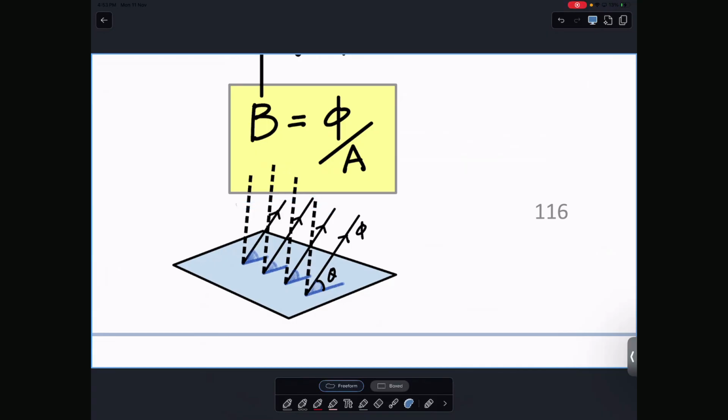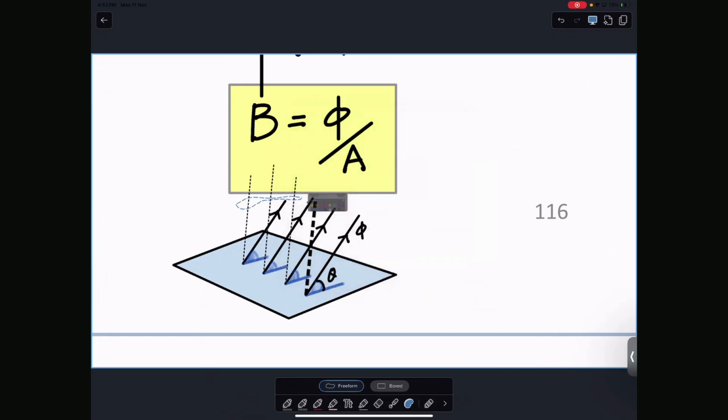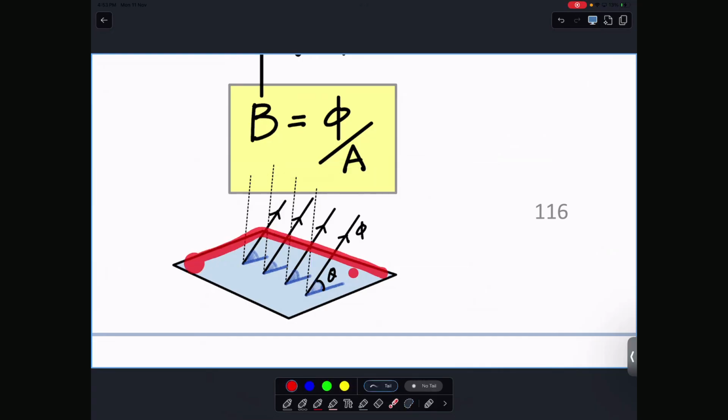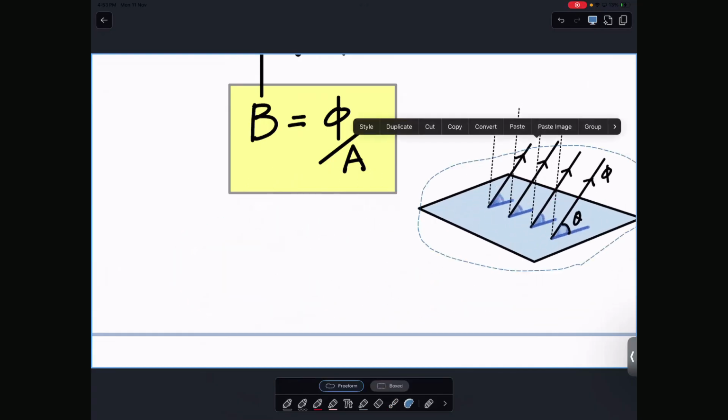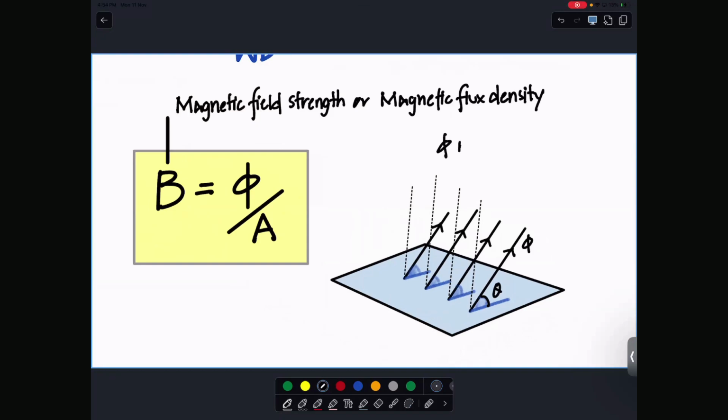They'll give you questions where it's at an angle. You just have to find the perpendicular component before you can apply the formula. This is like this area overall. Okay. So I've added this on the side. This is that phi must be perpendicular to the area.